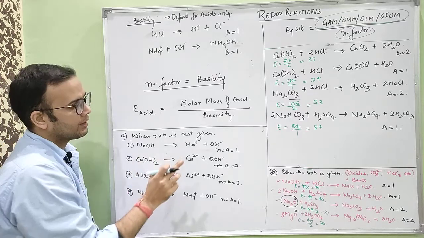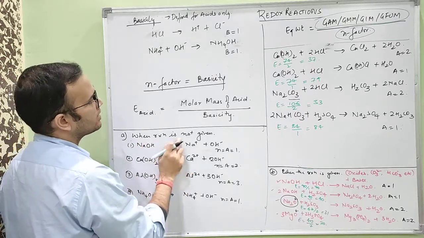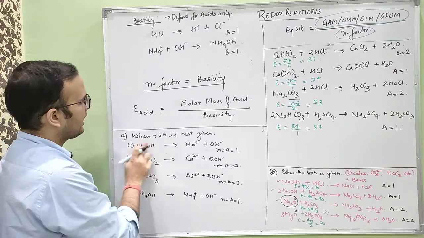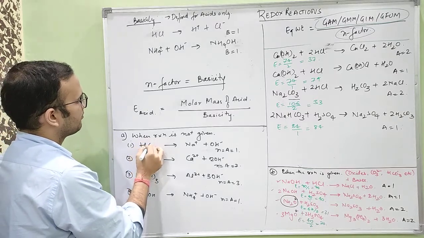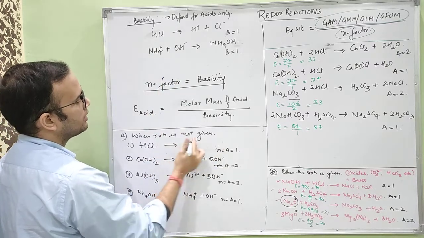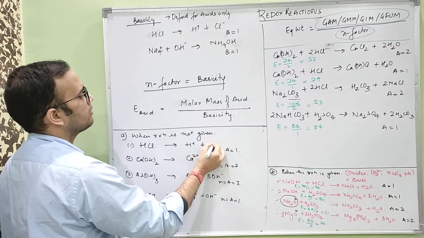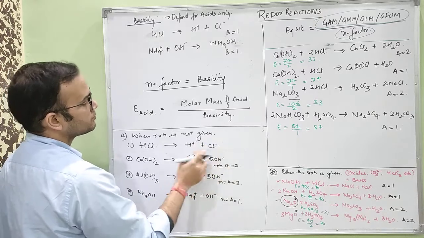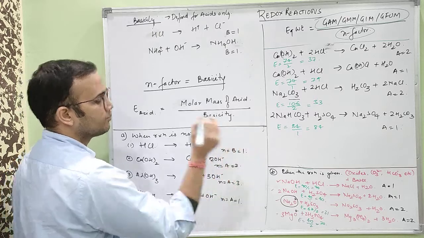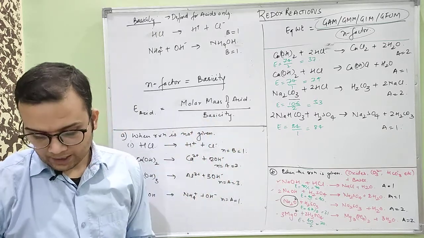So you got the examples. Again, there are two ways. One is when the reaction is not given, like any acid, for example HCl, we will write how it is going to break up. It is going to break up as H plus plus Cl minus. That means it is giving 1 H plus. That means N is equal to B is equal to 1. Got it? So these are the examples.